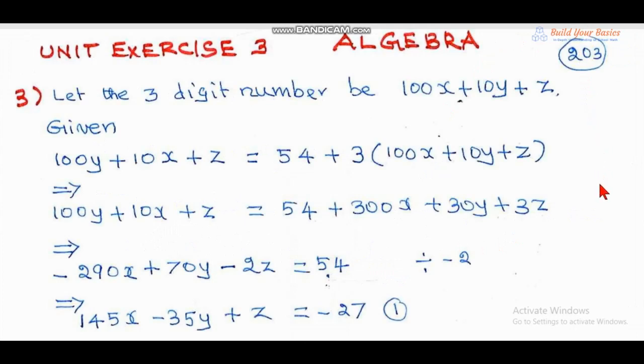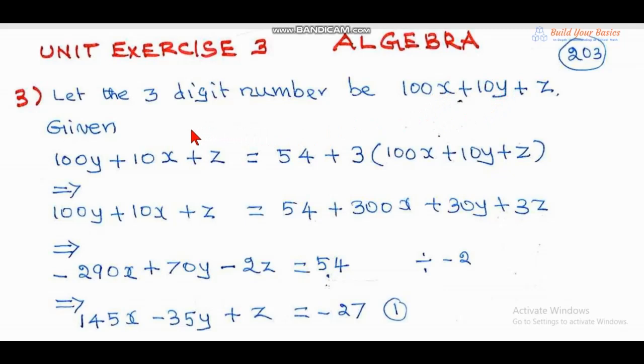Unit exercise 3, sum number 3. In a 3-digit number, when the tens and hundreds digits are interchanged, the number is 54 more than 3 times the original number. Let us take the 3-digit number to be 100x plus 10y plus z. So unit digit is z, tens digit y, hundreds digit is x.